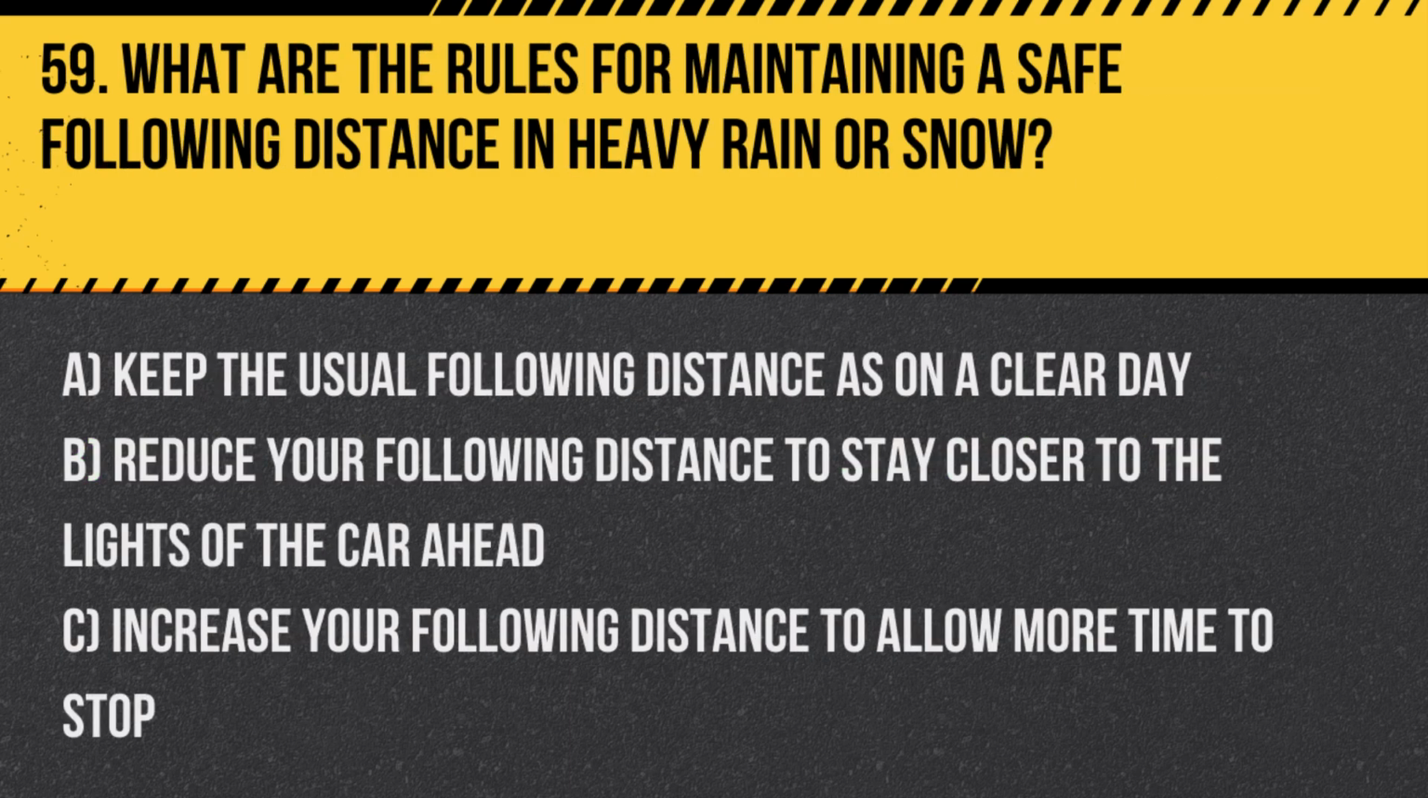Question 59. What are the rules for maintaining a safe following distance in heavy rain or snow? A. Keep the usual following distance as on a clear day. B. Reduce your following distance to stay closer to the lights of the car ahead. C. Increase your following distance to allow more time to stop. Answer C. Increase your following distance to allow more time to stop. Wet or slippery roads increase stopping distances, making it necessary to leave more space.